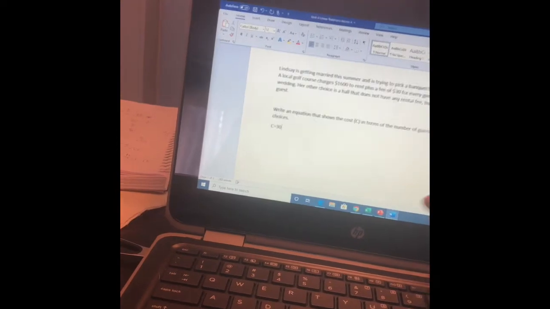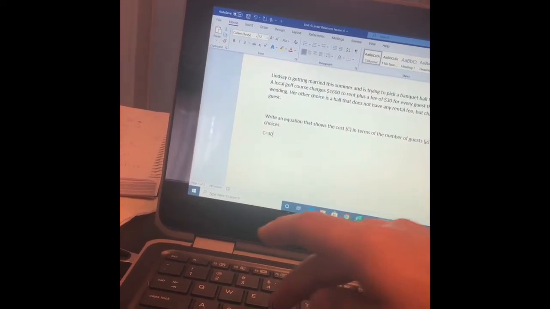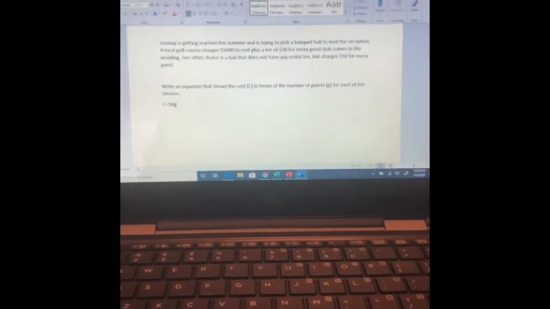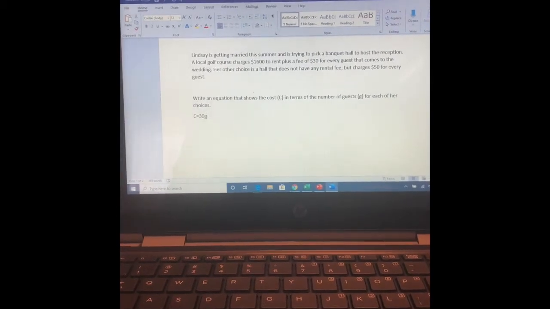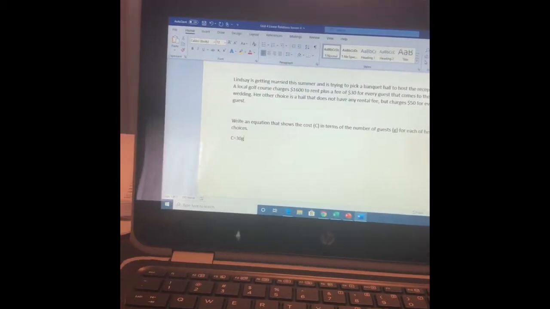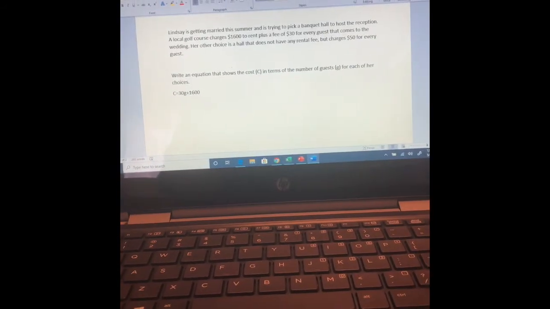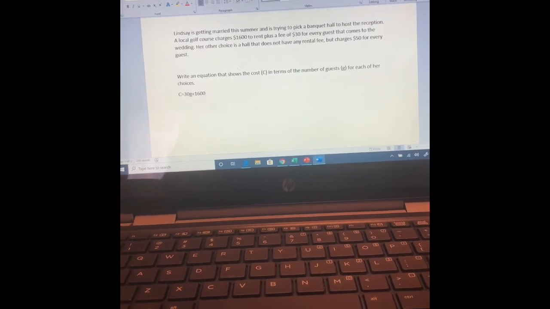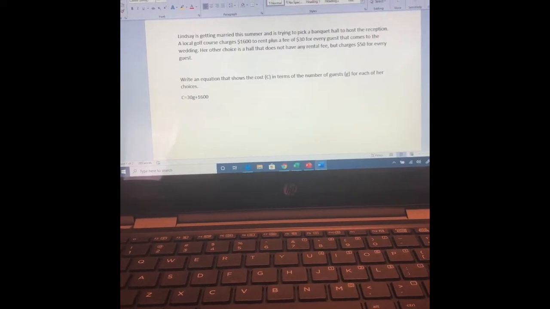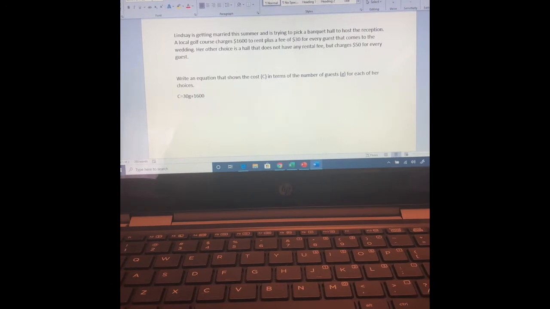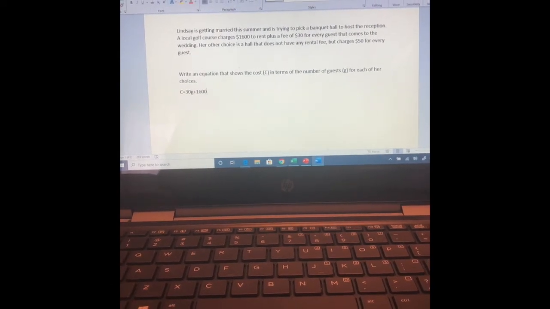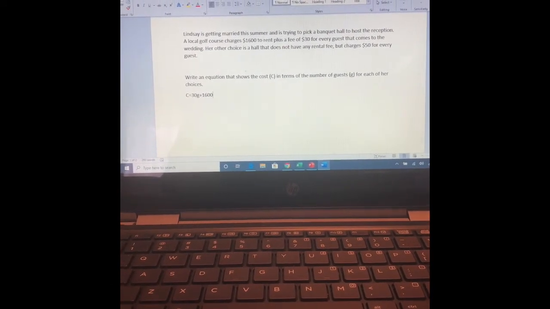So that is the rate, 30G. And we have a set cost of $1,600. So there's my first equation, 30G plus 1,600, and that takes care of the golf course. Now, this would be considered partial variation because it is not going through 0, 0.